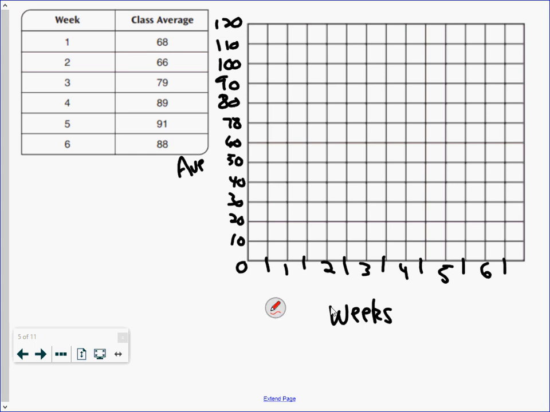So let's say week 1. Looks like week 1 was at 68, so it's going to be right under the 70. So put a little line right there. We'll fill this bar in right here. Week 2 is at 66, so it's a little less than that 68. We'll change the colors here so we don't get mixed up. A little less. Fill that in. Week 3, we'll go back to red, is at 79, so it's really close to that 80 mark.